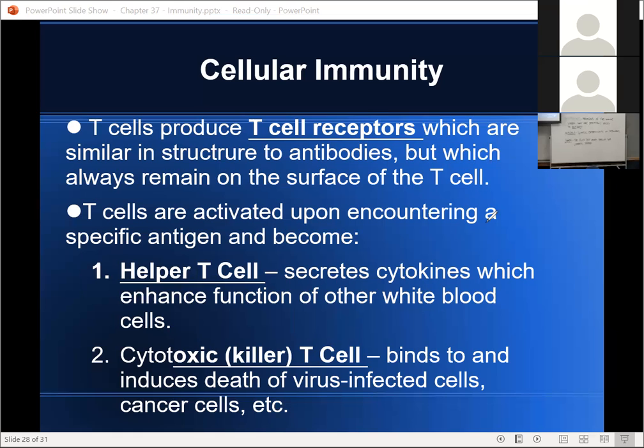You may remember apoptosis from the development chapter. Apoptosis is programmed cell death. The cell will just kind of fold up very neatly and die, and then that cell will be replaced, and what's left of that cell will be recycled.